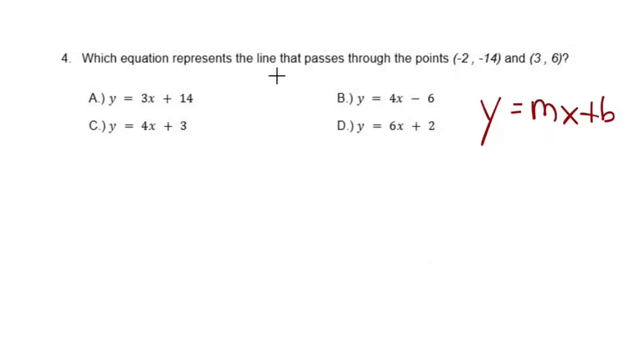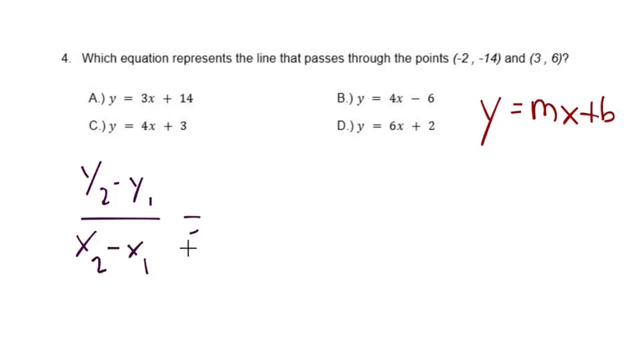The first thing that I like to do whenever I have a problem like this, where we're given 2 points and asked to write the equation of a line that passes through them, is find the slope. So we're going to use the slope formula, how to find the slope given 2 coordinate points. If you remember, that's y2 minus y1 over x2 minus x1.